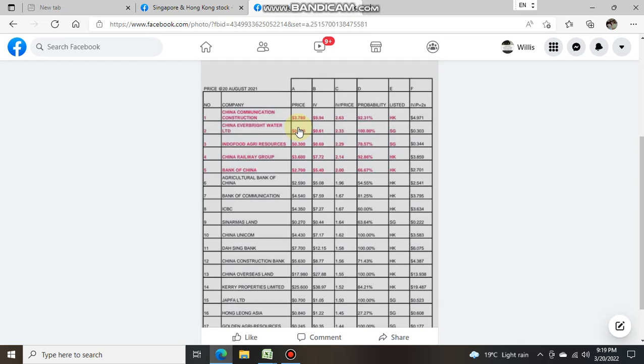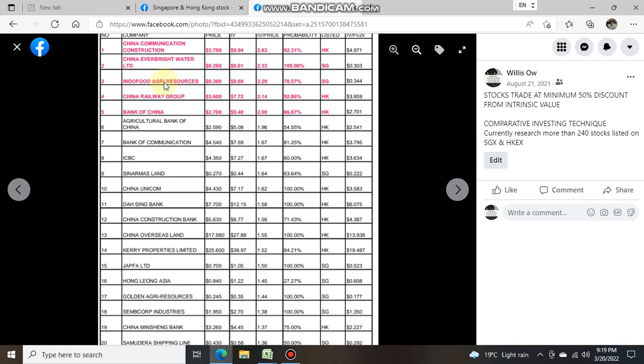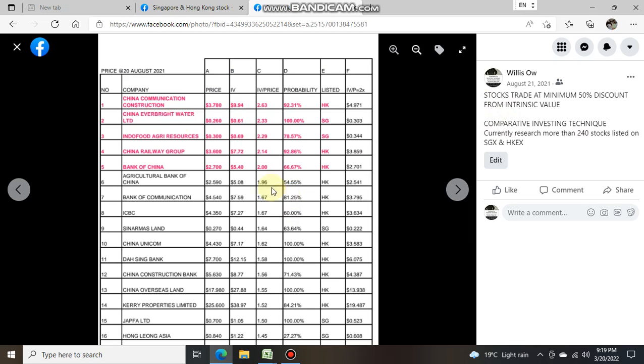attachment to highlight that on that day, these were the 5 stocks trading at a minimum 50% discount and below their intrinsic value. All the stocks highlighted in pink represent investment opportunities. So we added all these 5 stocks into our portfolio.